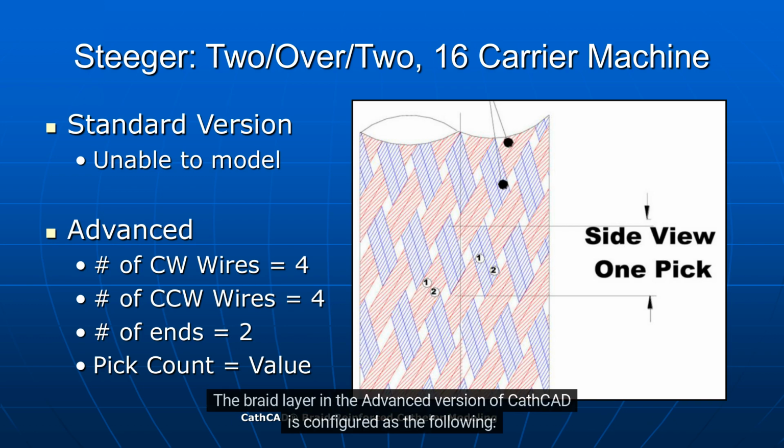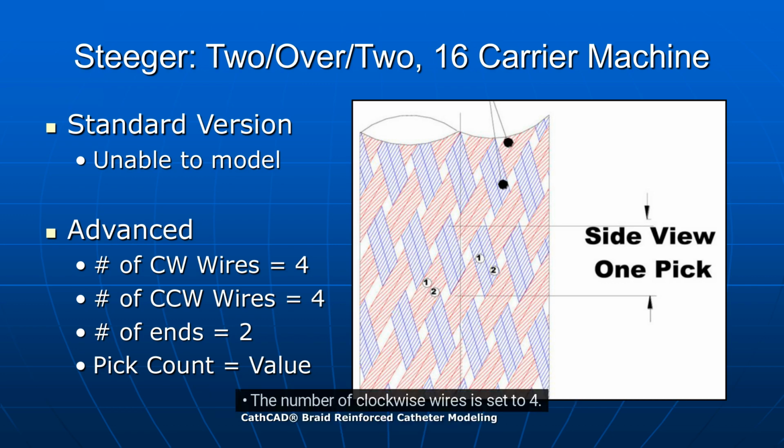The braid layer in the advanced version of CathCAD is configured as the following. The number of clockwise wires is set to 4. The number of counterclockwise wires is set to 4. The number of ends is set to 2. The pick count entered should be that of the desired value.